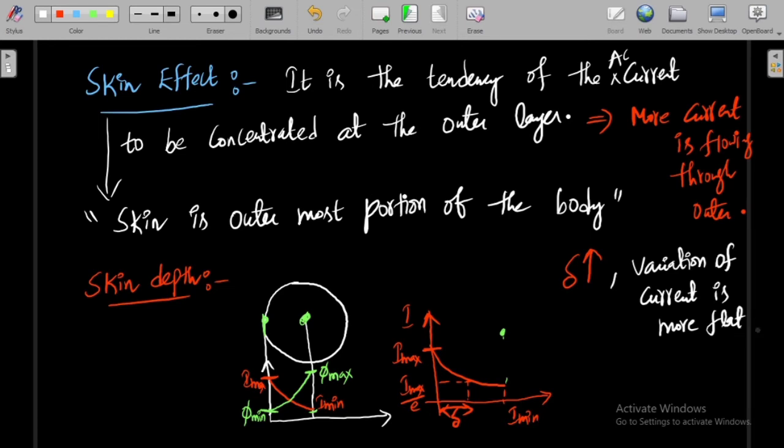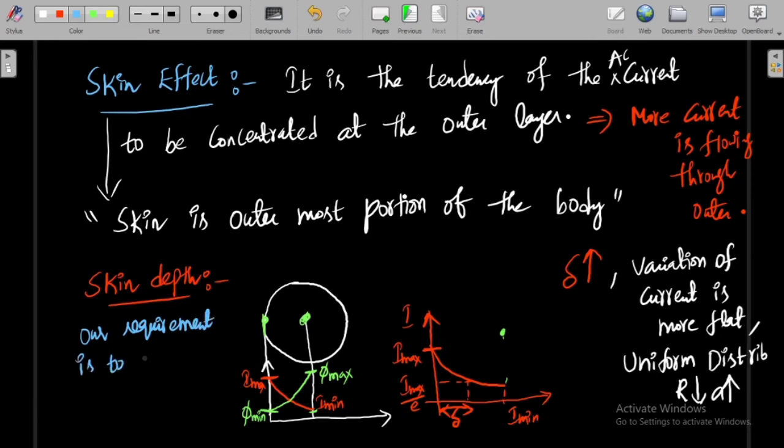When the variation of current is more flat, you will have uniform distribution of current. When you have uniform distribution of current, automatically resistance reduces. Why? Because the effective area increases, or we can take it as the total area. When the area increases, as it is in the denominator of resistance, the resistance also reduces. Okay, so our requirement is to have more skin depth.